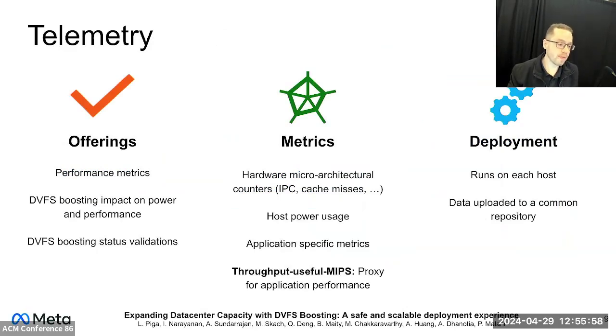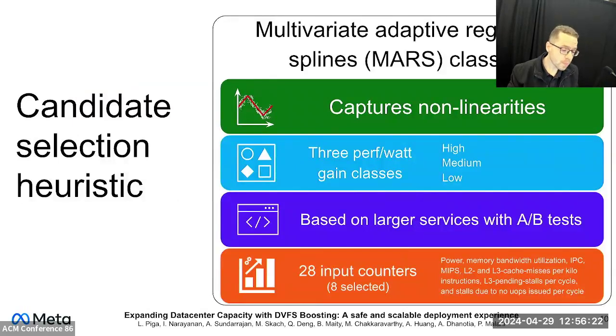For the telemetry service, on every single server in Meta, we have this service running and collecting performance counters like microarchitecture performance counters, power, and application-specific metrics. We also have a derived metric, throughput useful MIPS, which is a proxy for application performance in case we don't have that. With this data, we put it in our machine learning. We have applications running with turbo or DVFS boosting enabled or disabled, and we build this candidate selection based on this data, and then we could attack the long tail services. So we use the multivariate adaptive regression spline classifier.